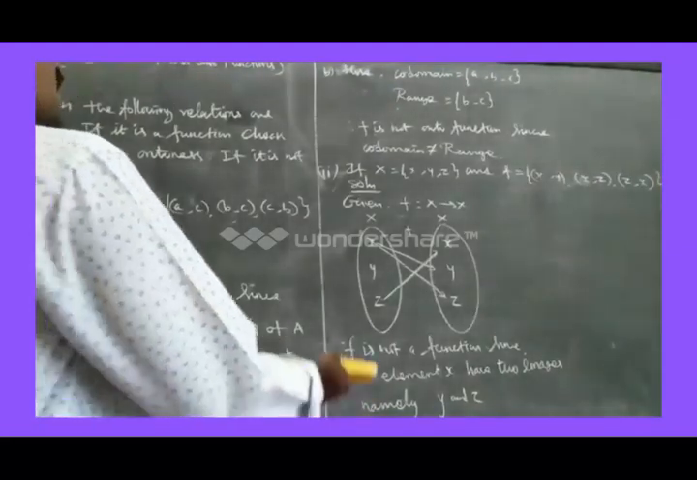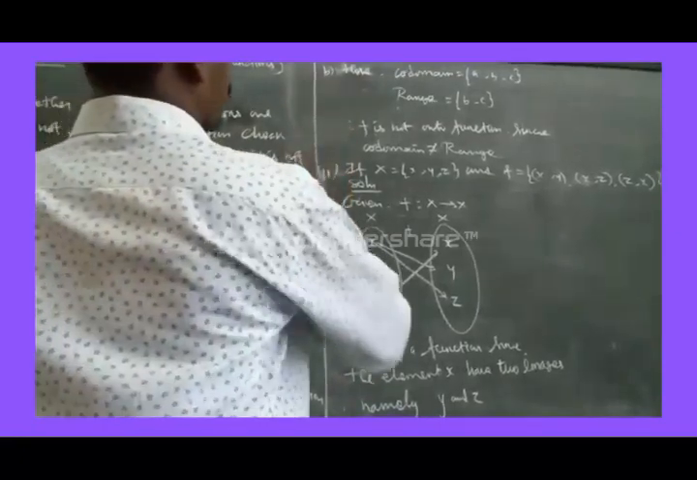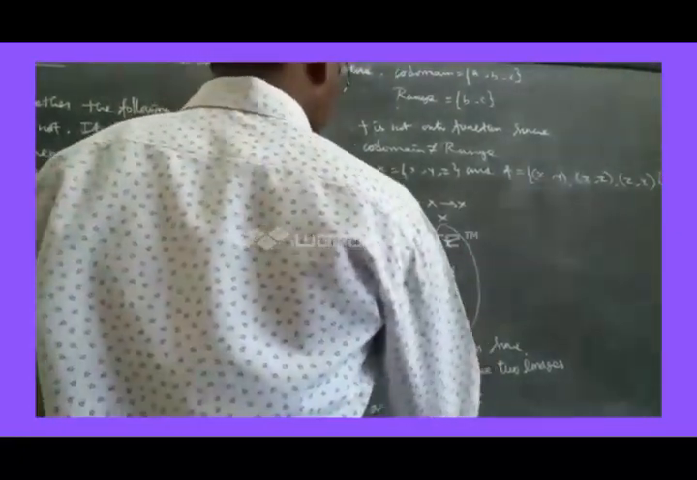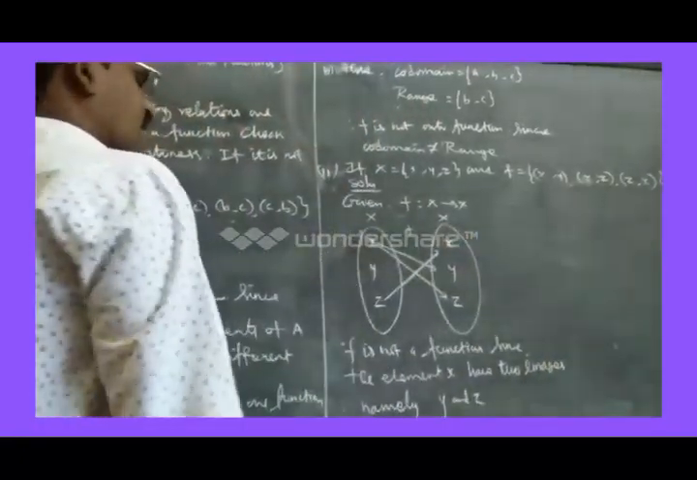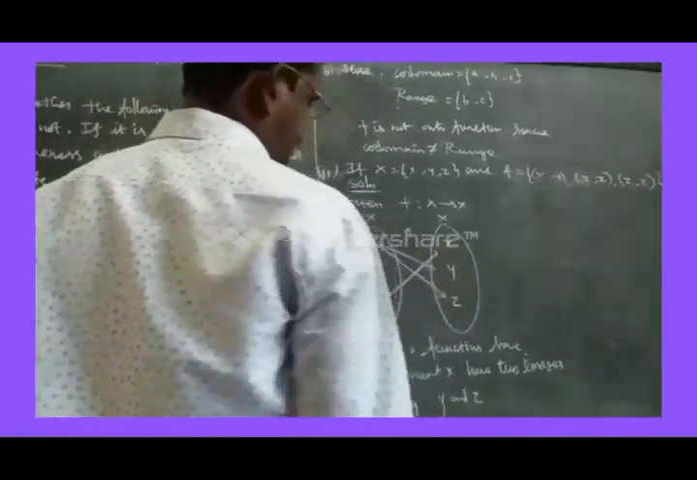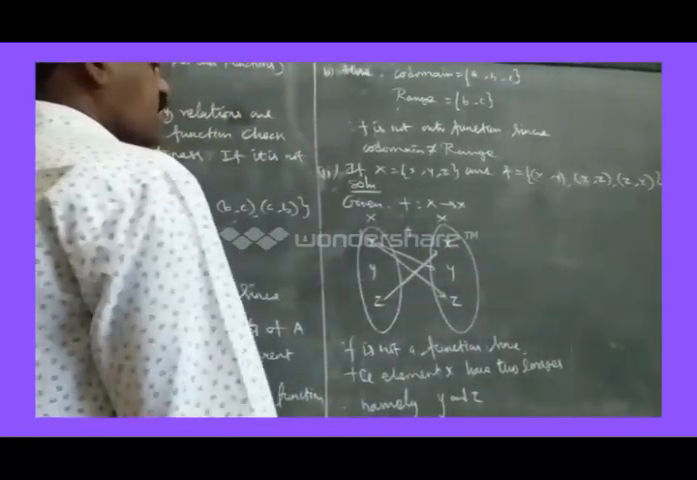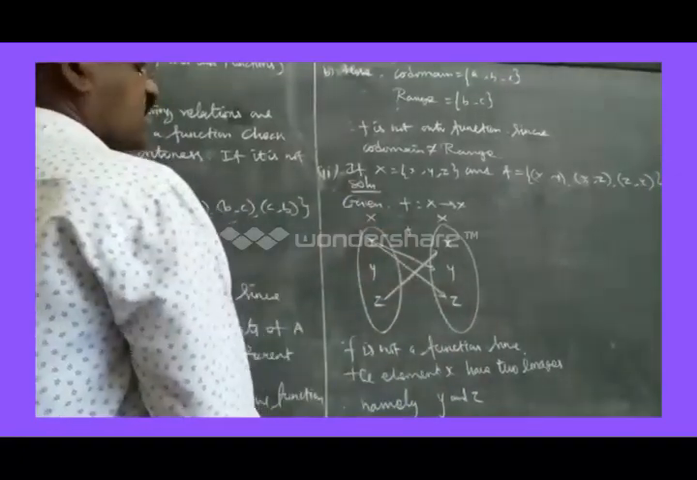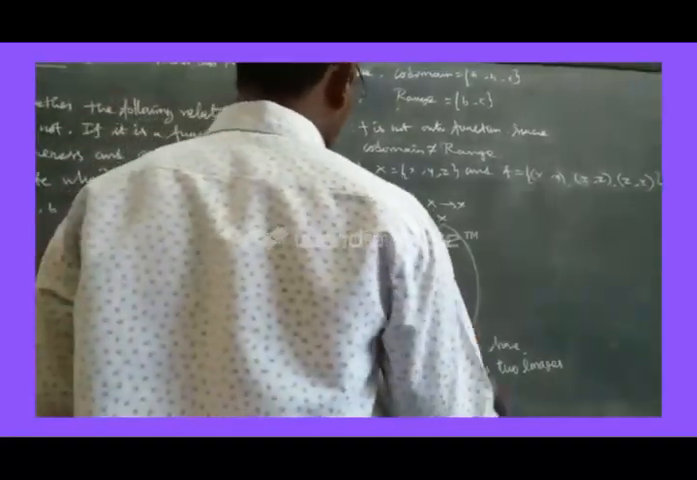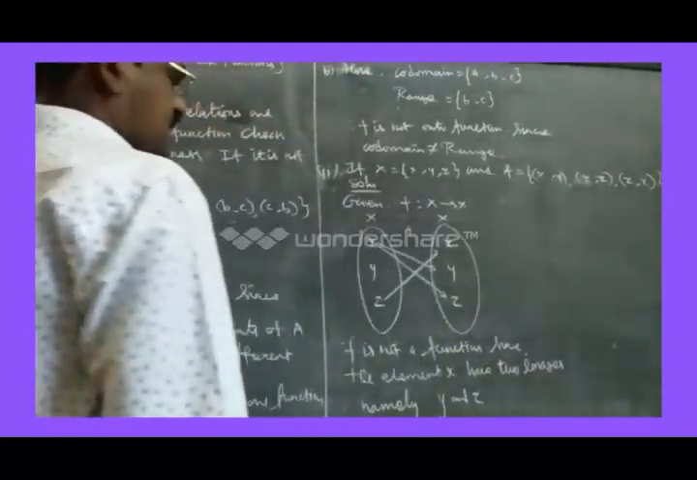So second one, f is not a function since the element x has two images, namely y and z. Because f is not one-to-one and onto function.